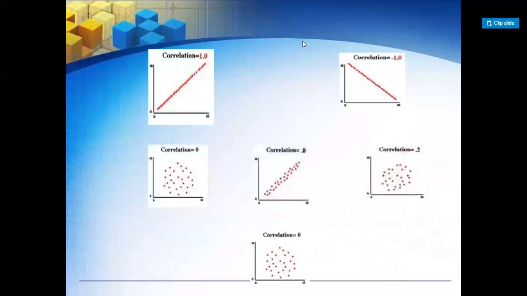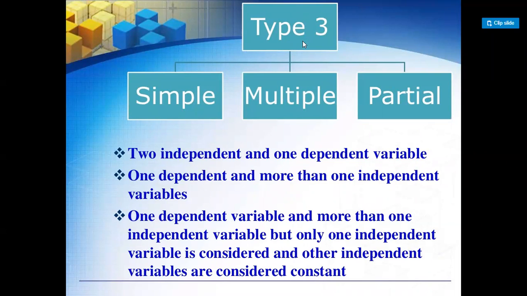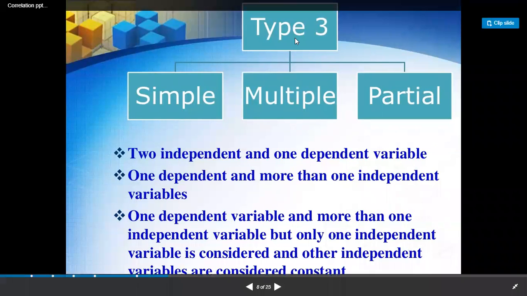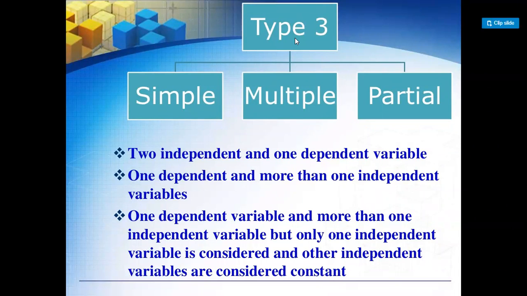Now we will discuss type 3: simple, multiple or partial. Three types of correlation are divided here, on the basis of the number of variables involved. Simple correlation is when only two variables are studied. For example, the relationship between income and expenditure, price and demand, etc. Or you can say one independent and one dependent variable are included in that.